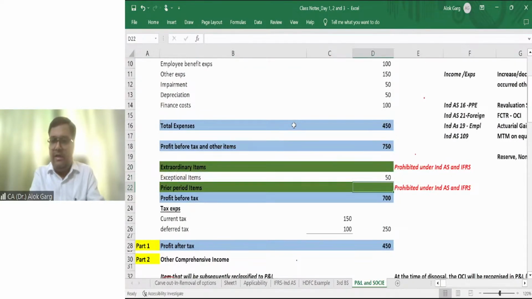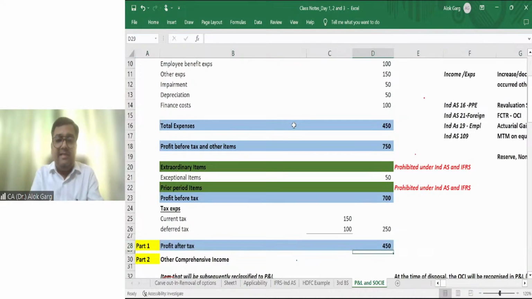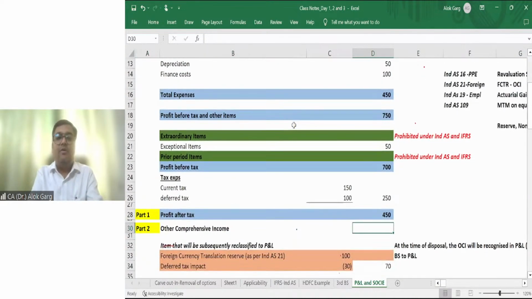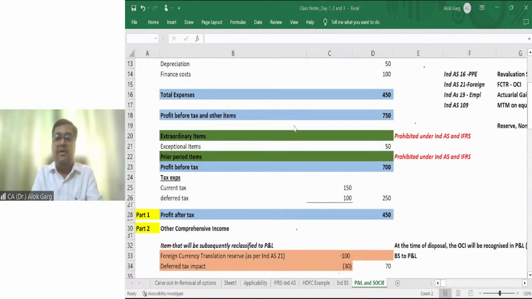Prior period item is not allowed in Ind AS and IFRS. So then profit before tax, then tax expenses, then profit after tax. So friends, our IGAP P&L ends here. Right? This ended here. But in Ind AS, there is a second section known as other comprehensive income. And I call it part 2 so that you will be able to understand. Is that clear?